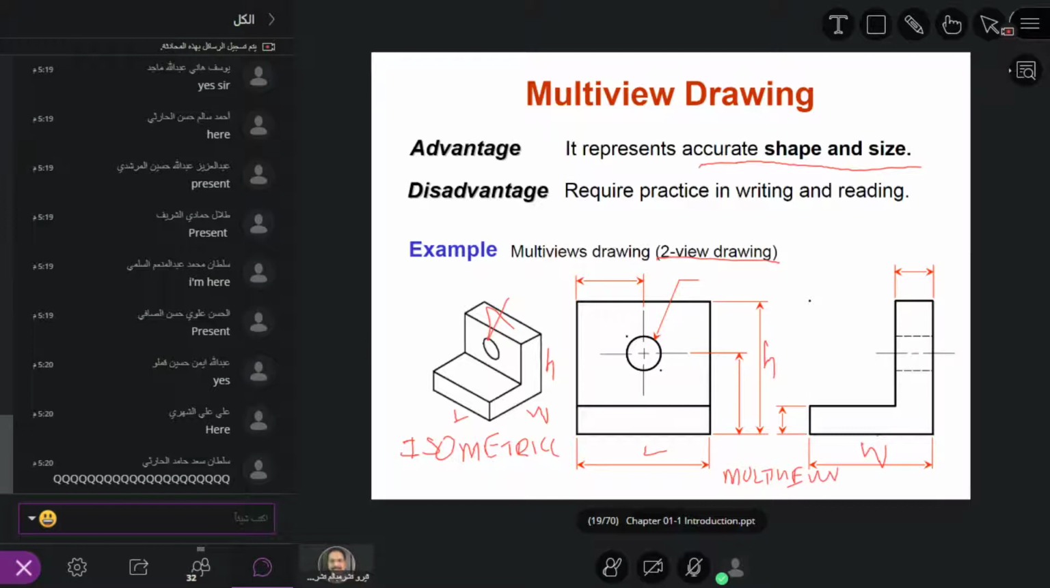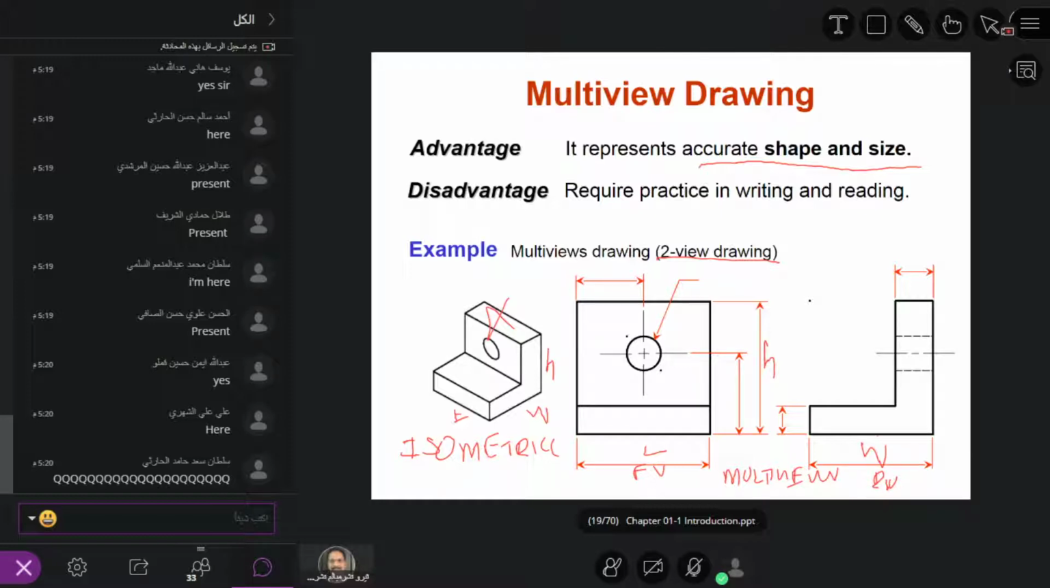Do you understand now? In order to show the same length, width, and height, here we need two different drawings. One is the front view, another one is the right side view. Correct? And the length is shown here in the same drawing, because these three drawings actually show the same component.